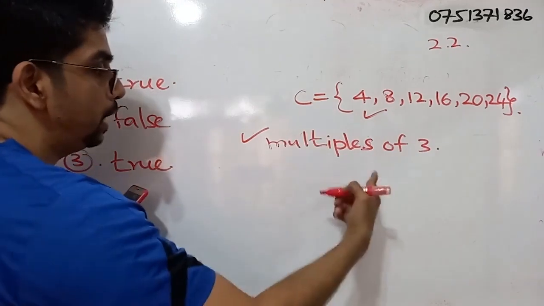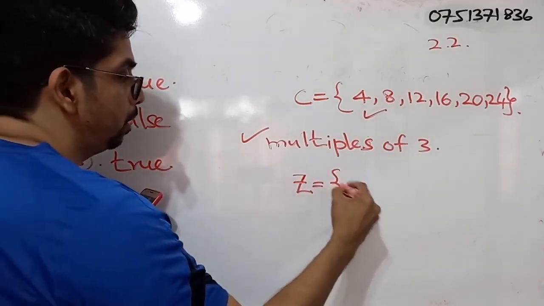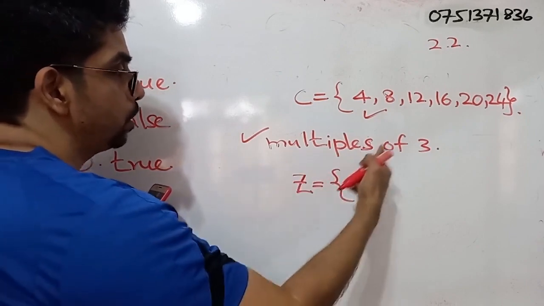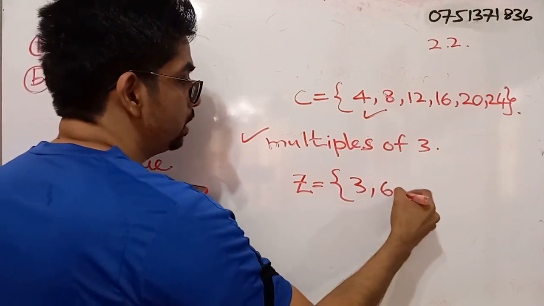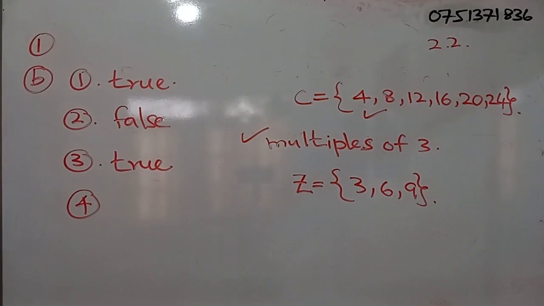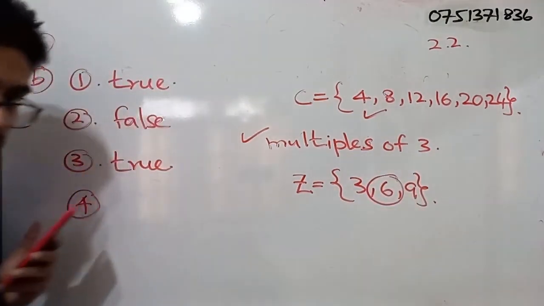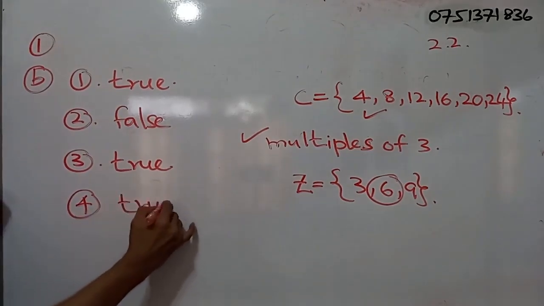Let's write down its elements. Let's give it a name like Z and write the elements. Multiples of 3 between 1 and 10. So what are the elements? 3, 6 and 9. What does this statement say? Any multiple of 3 from 1 to 10 is an element of G. Then 6 is there. So that is also true. Right? So the fourth statement is also true.